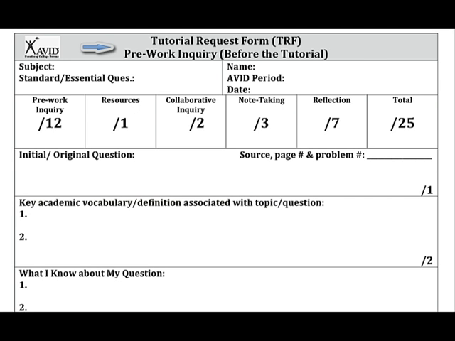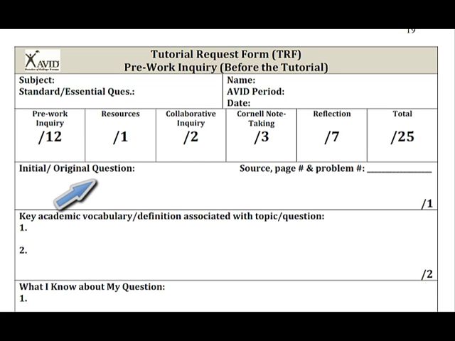Page 1 of the TRF is considered inquiry-based pre-work to be completed at home the night before the tutorial. Students fill out the subject of their question, the essential question from the day's lesson, their name, avid period, and date. Next, they will write their initial tutorial question and identify the source of their question. It is important that this is an authentic question which, at this point in their thinking, may or may not be a higher level one.